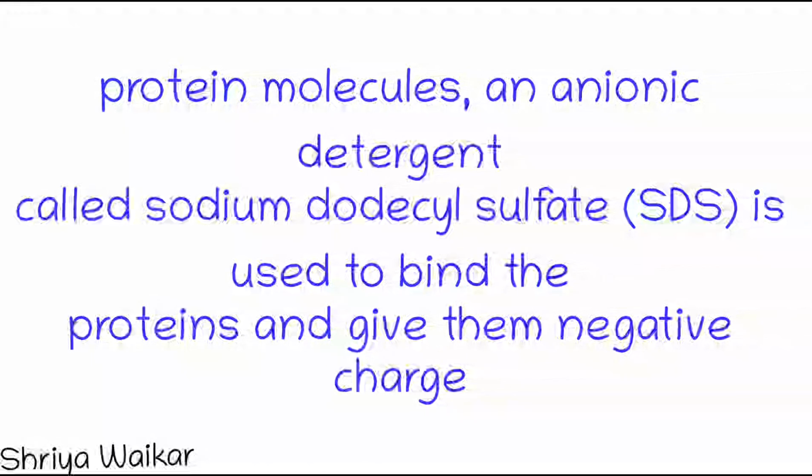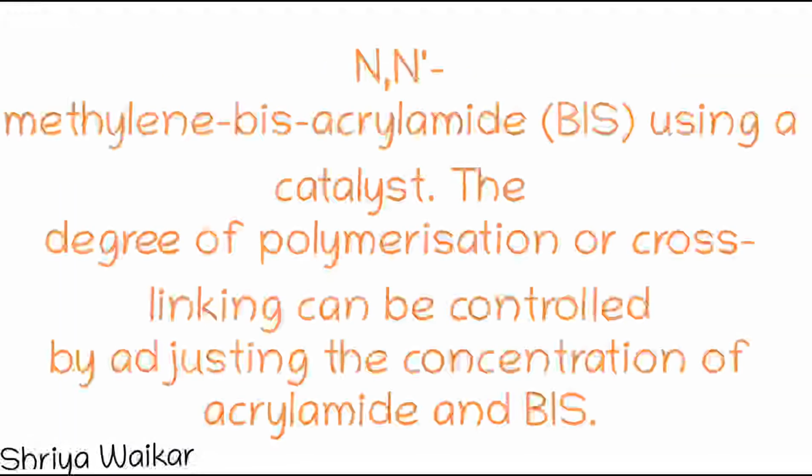using a gel matrix made of polyacrylamide in an electric field. Polyacrylamide is produced as a result of the polymerization reaction between acrylamide and N,N'-methylenebisacrylamide, with a catalyst used to drive it. The degree of polymerization or cross-linking can be controlled by adjusting the concentration of acrylamide and bis. So the more the cross-linking, the harder the gel.